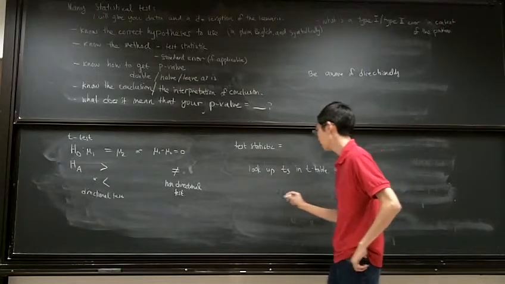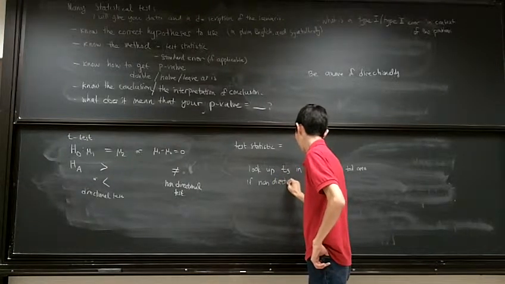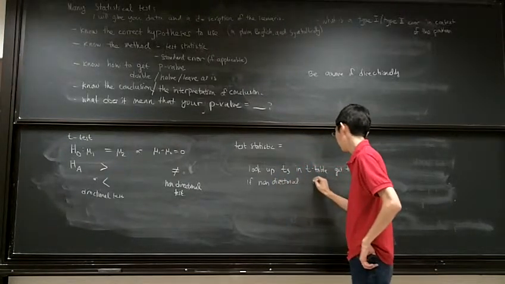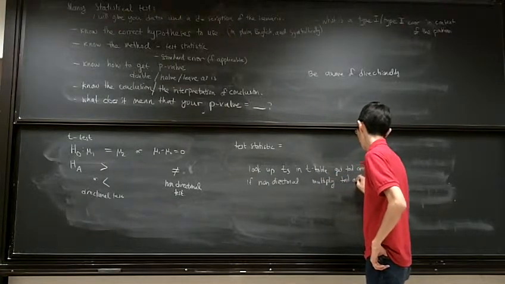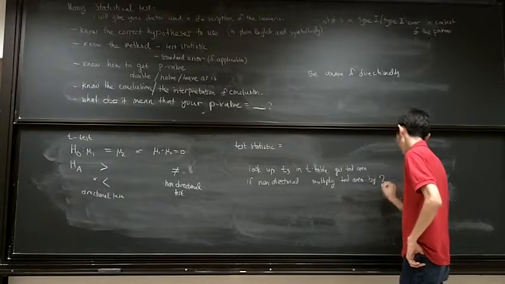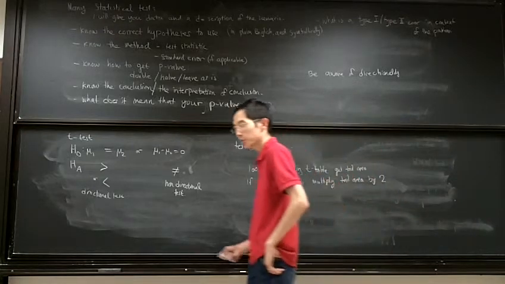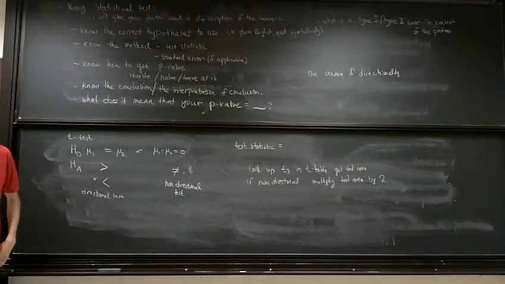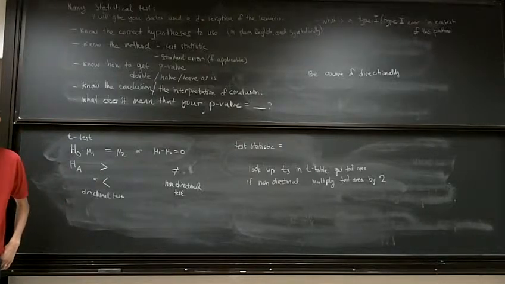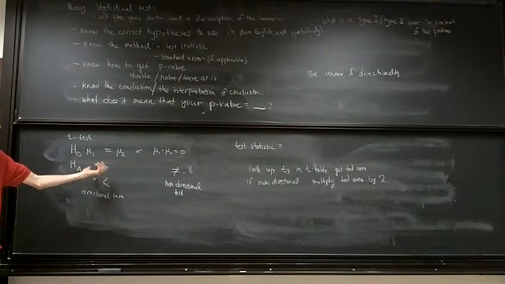Get the tail area, okay, and if it's non-directional, multiply tail area by 2. On the other hand, if it is directional, what do we want to do? We want to see if our data matches what our alternative says, okay?